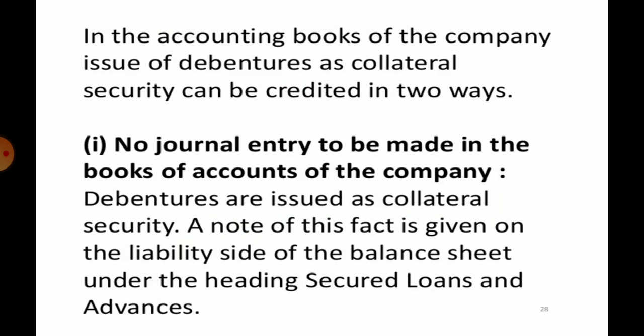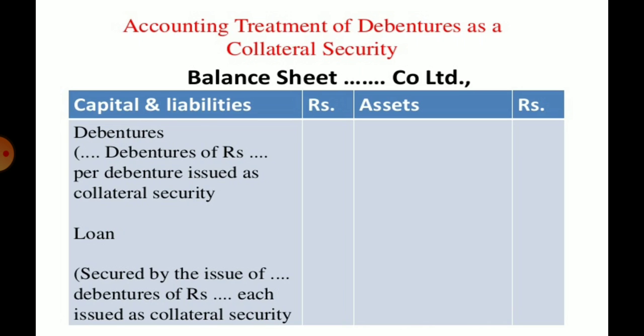In the books of the company, issue of debenture as a collateral security can be recorded in two ways. First, no journal entry is made in the company's books. Debentures are issued as a collateral security, and a note of this fact is given on the liability side of the balance sheet under the head of secured loans and advances. So, this is the accounting treatment of debenture as a collateral security. In the balance sheet, the loan secured by issue of debenture will be mentioned.